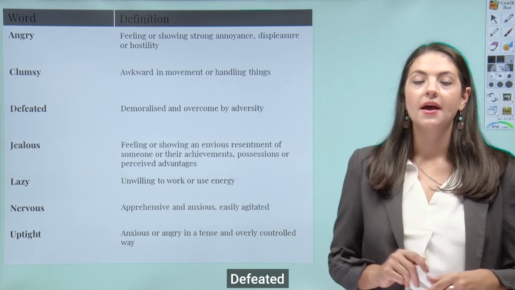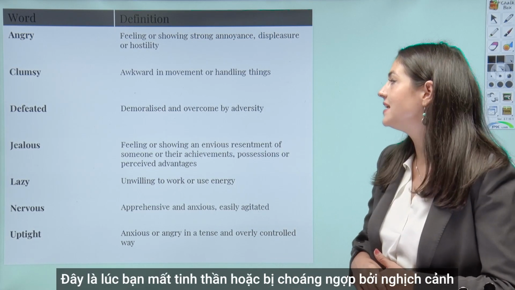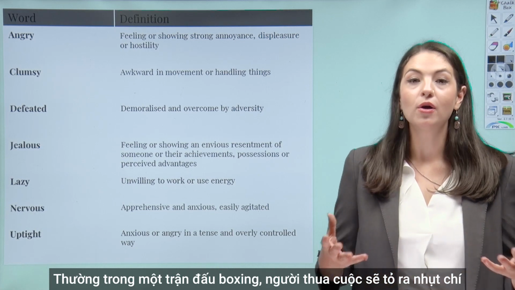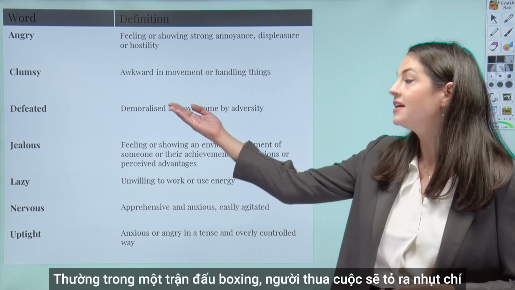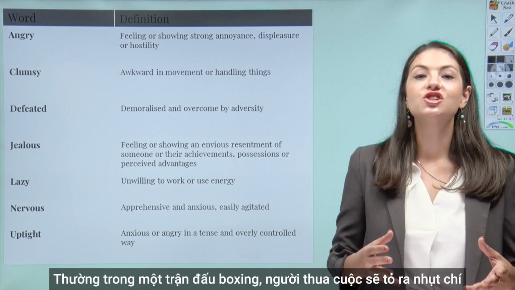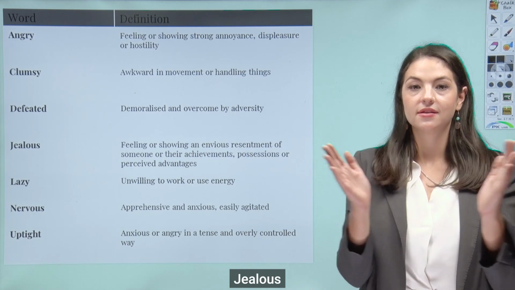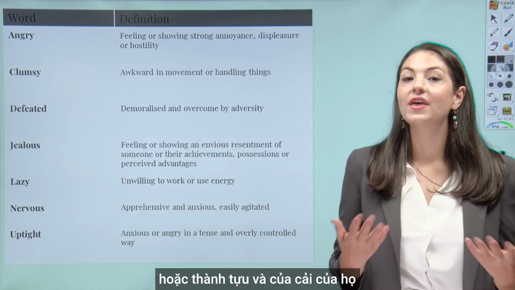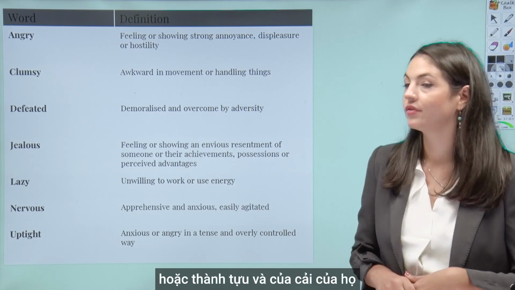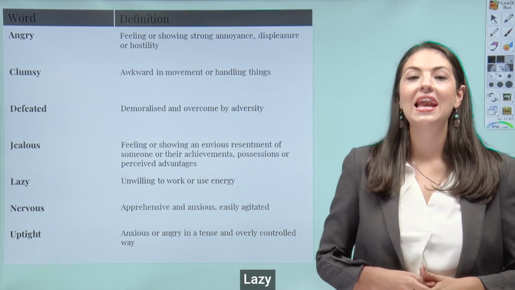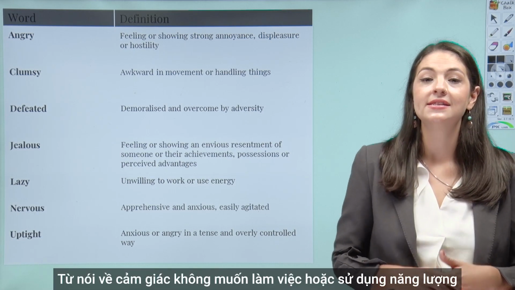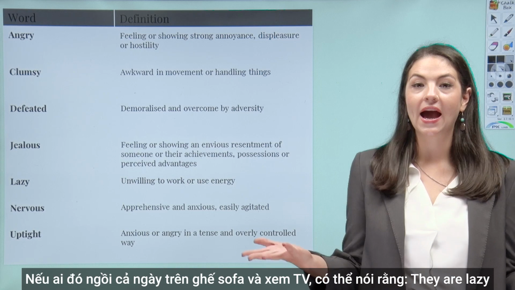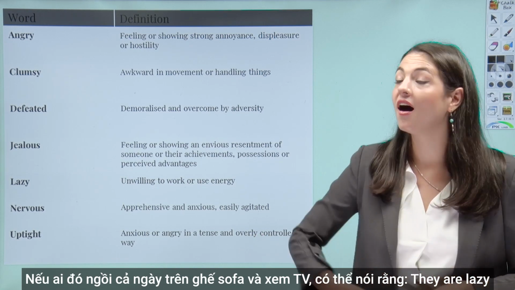Defeated. This is when you are demoralised or overcome with adversity. Often, at the end of a boxing match, the losing boxer will look very defeated. Jealous. This is feeling or showing envious resentment for someone or the things and achievements that they have. Lazy. This is unwilling to work or use any energy. So if somebody sits around all day on the couch watching TV, you could say they are lazy.